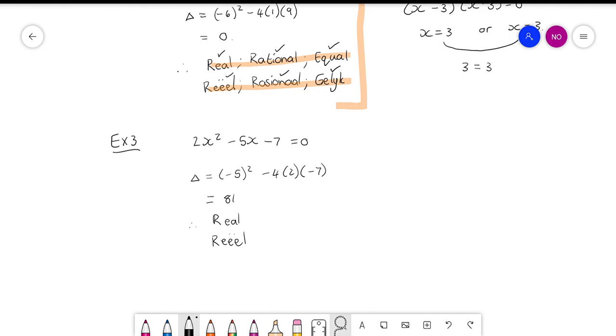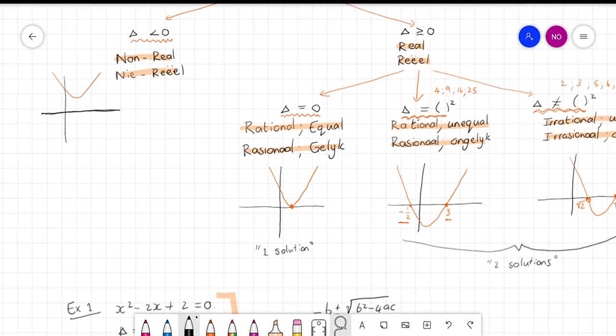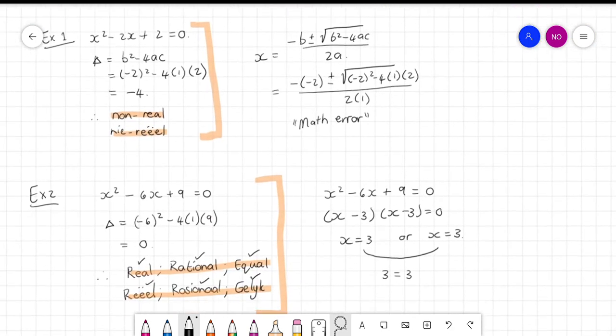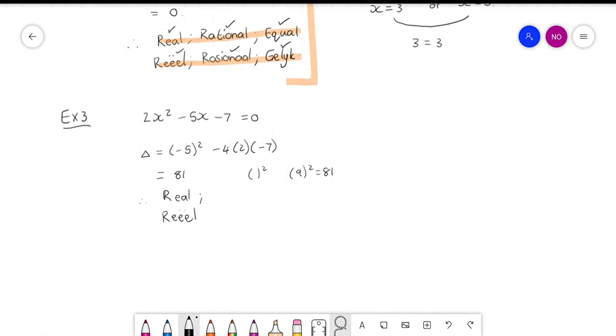En nou gaan kyk ek weer bo. Do you guys agree that this is actually a complete squared? Because 9 squared is equal to 81. So ek kyk nou na hierdie ene. So it's real. I've got that down already. It's also rational. But it's unequal. And that's my answer.